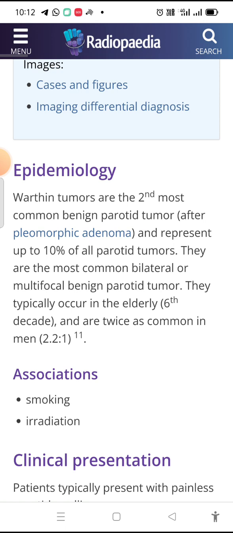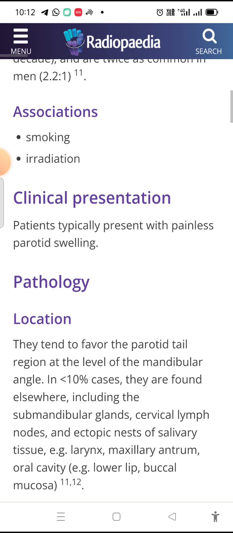How do Warthin's tumors present? Patients typically present with painless parotid swelling, and they tend to favor the parotid tail at the level of the mandibular angle. In less than 10% of cases, they are found elsewhere, including the submandibular glands, cervical nodes, and ectopic nests of salivary tissue. Example, the larynx, maxillary antrum, oral cavity. Example, the lower lip and buccal mucosa.